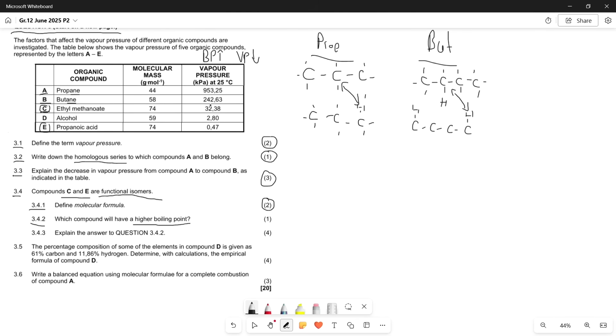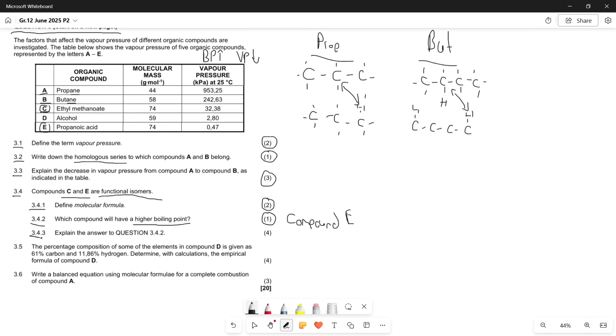So if we're looking at C, C has a higher vapor pressure and E has a lower vapor pressure, which means the one with a higher boiling point is the one with the lowest vapor pressure, because if vapor pressure is lower, our boiling point is higher. So this is just an interpretation, and if we write down compound E, we will get our 1 mark over there. We can either write down compound E or propanoic acid. Both options are good on the memo.